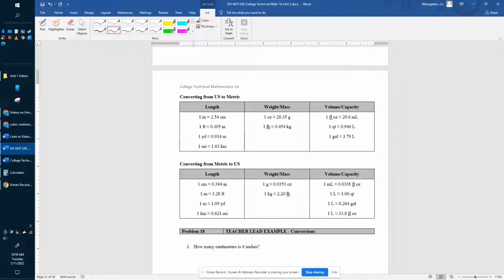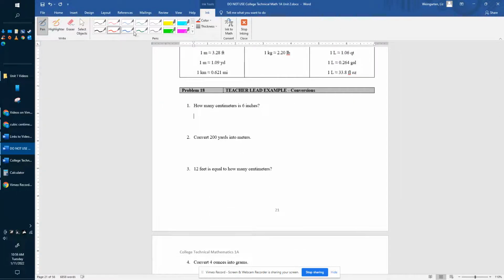Again, I want to remind you that you do not have to have these memorized. You can have these on a cheat sheet with you when working on assignments and exams. You can use Google to look them up. I'm perfectly fine with that. So let's take a look at doing some of these conversions.